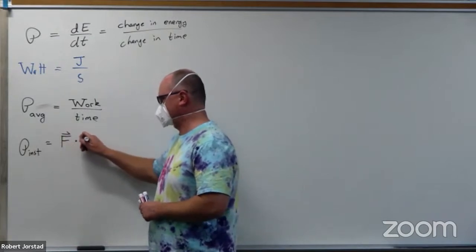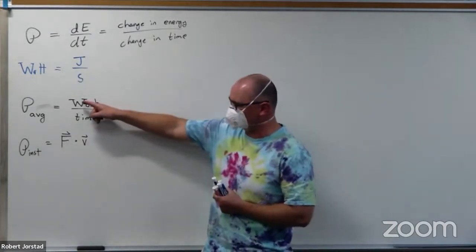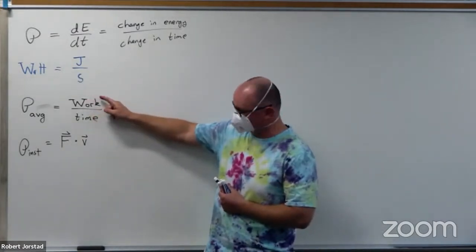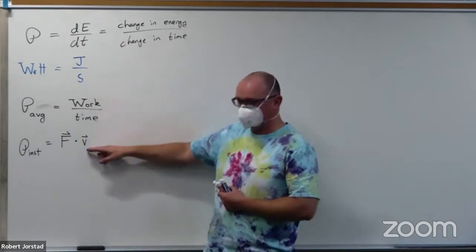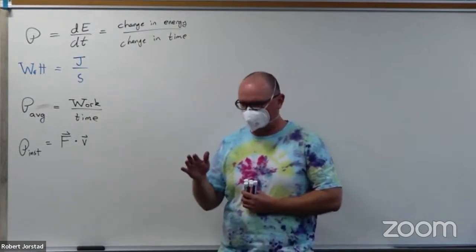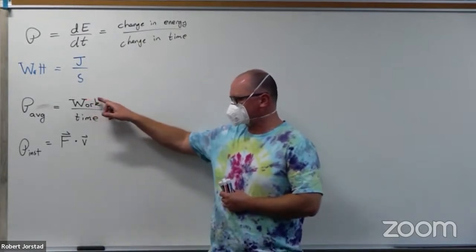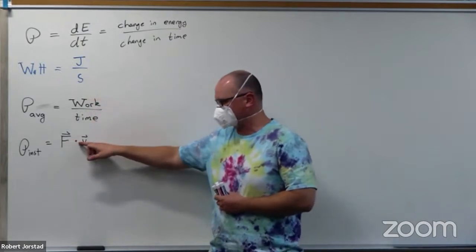Instantaneous power is given by force dot velocity. Now this probably seems reasonable because think about it. Work is force dot distance, or dot displacement, I should say. Well, displacement over time gives you velocity. Did that make any sense at all? Again, there's a force times displacement up here. You divide that by time, it's force dot velocity.